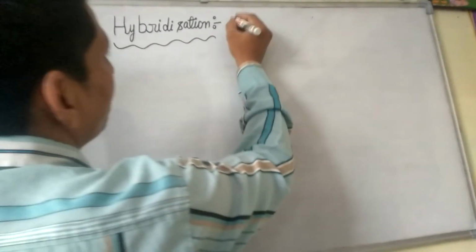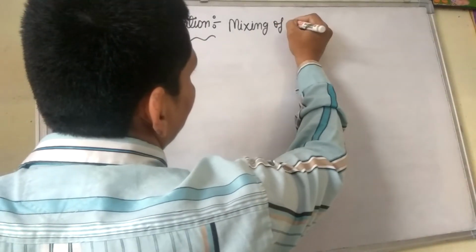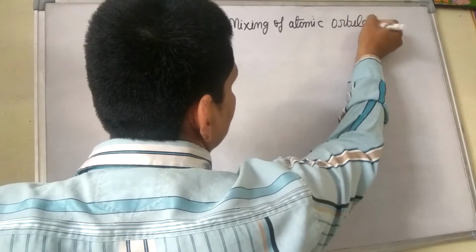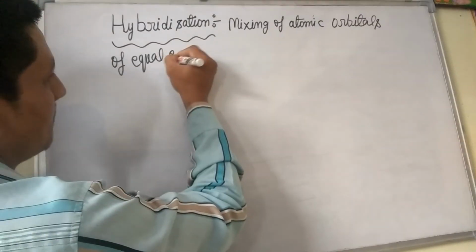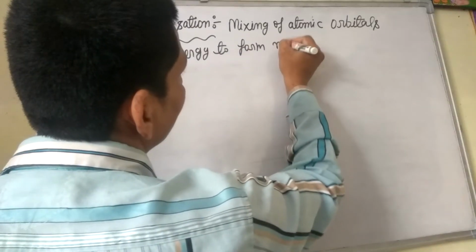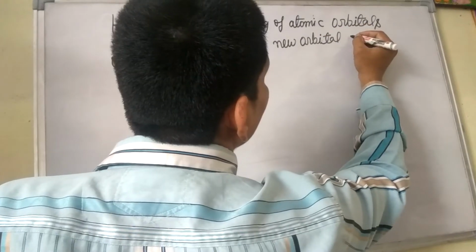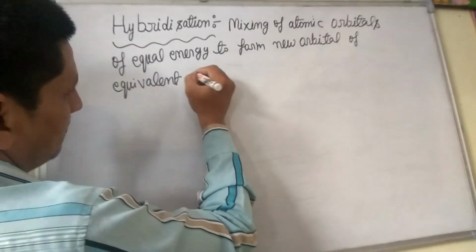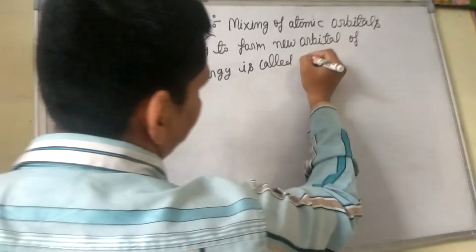What is hybridization? Mixing of atomic orbitals of equal energy to form new orbitals of equivalent energy is called hybridization.